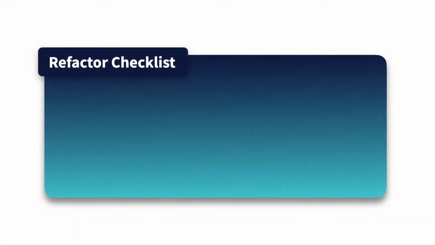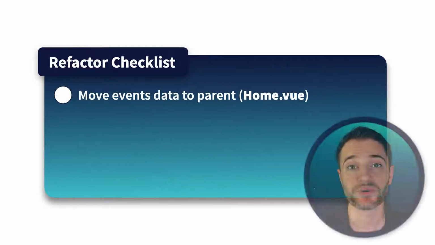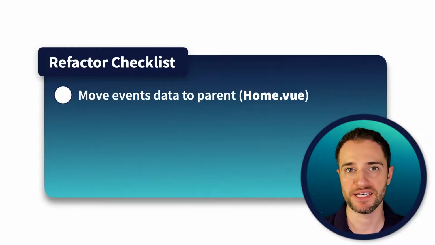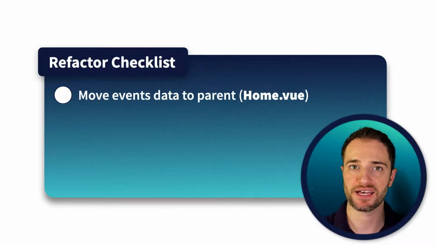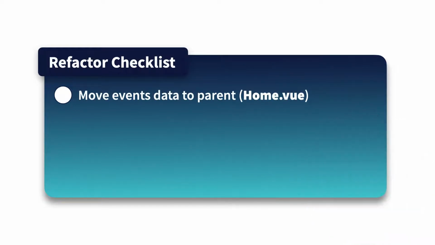Our refactoring to-do list includes the following items. First, we'll want to move our events data to the parent, home.view in this case. The reason for this is because, as I mentioned, we're going to have a whole collection of events. So we want the parent to have that collection and to be creating a new event card for each event.